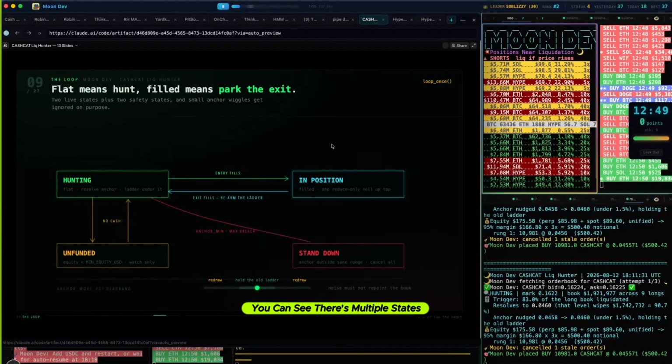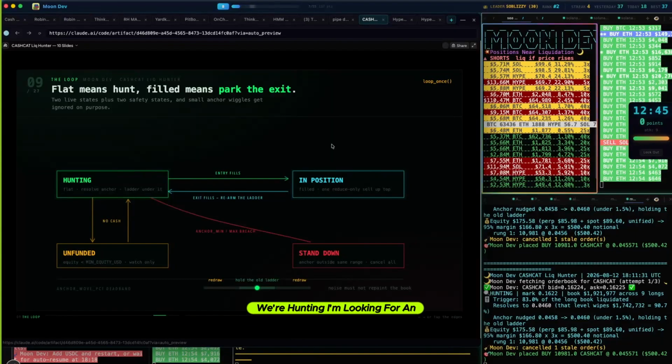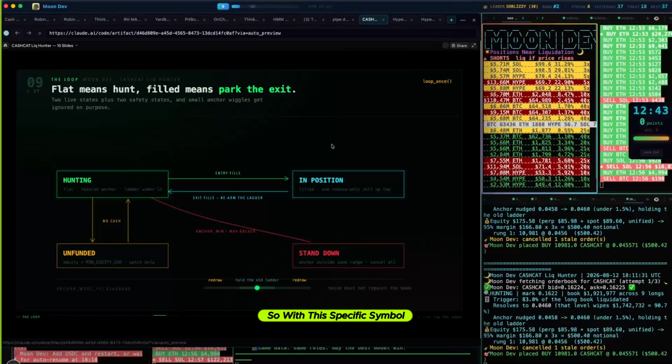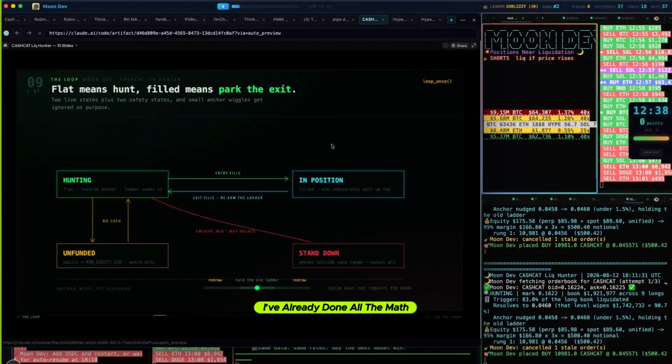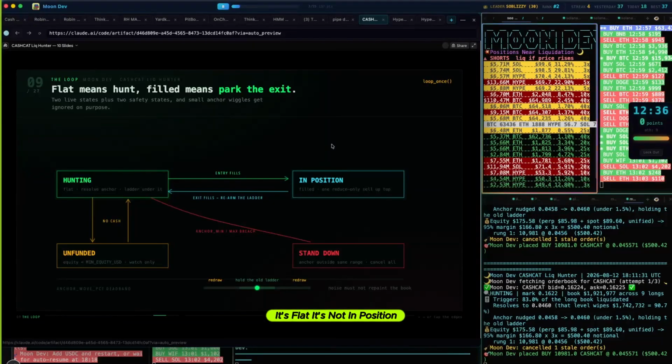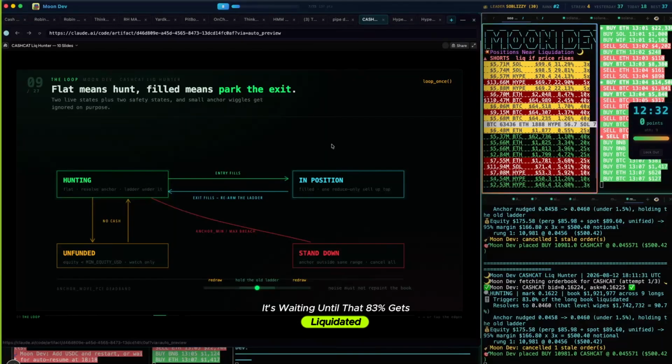You can see there's multiple states of this bot. Flat means, hey, we're hunting. I'm looking for an entry here. So with this specific symbol, I'm looking for an entry right now. I've already done all the math and it's sitting there. It's flat. It's not in position. It's waiting until that 83% gets liquidated.